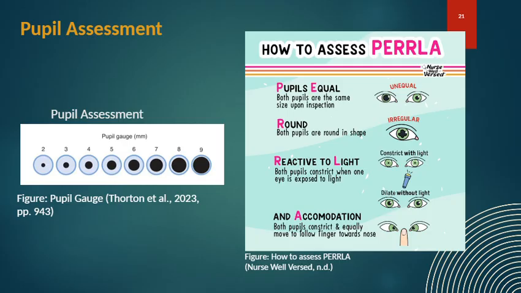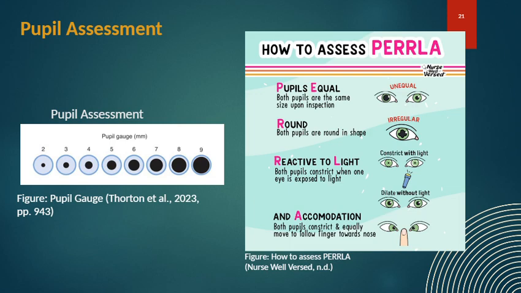Next is the E, round. Pupils should be round and symmetrical. An irregular shaped pupil may indicate trauma to the eye, prior surgery, increased intracranial pressure, or certain eye conditions such as glaucoma. Document any irregularity during your assessment.